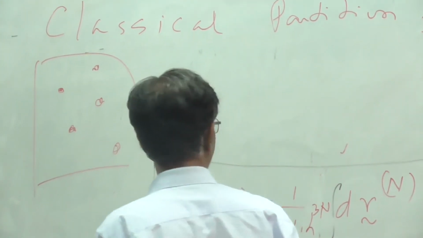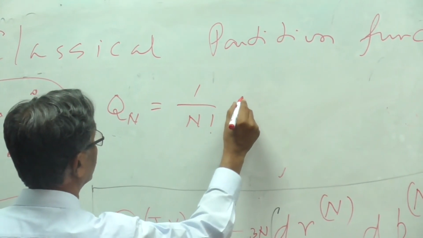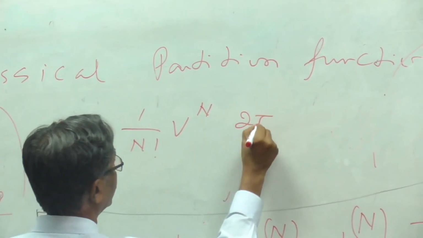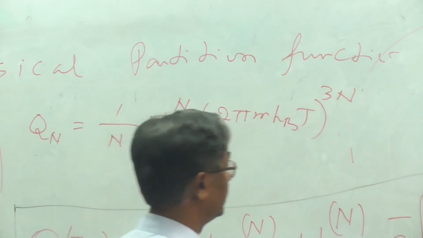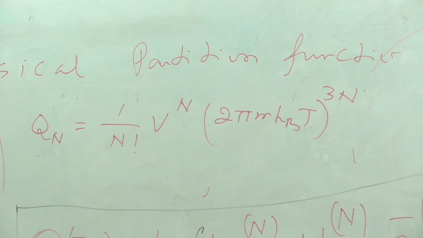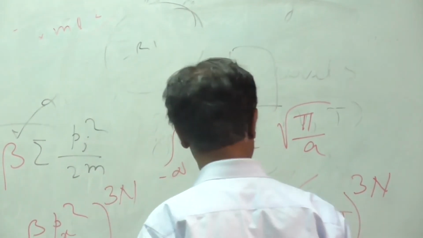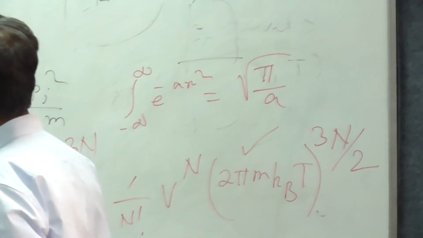So we have Q_N, 1 over N factorial, V to the power N, times 1 over 2 pi m kBT, is that right? Because the equation is the integral of e to the power minus a x squared from minus infinity to infinity is root over pi by a, right? That is the integration. Okay, so it's 3N by 2, right? Thank you. So 2 pi m kBT to the power 3N by 2.